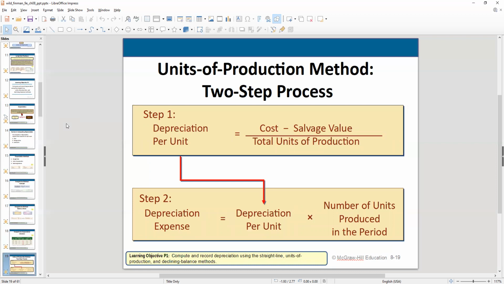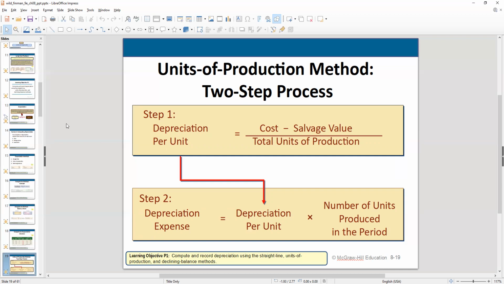Units of production is a bit more of a process. First thing you have to do, like I said, is know what the total units of production are going to be. So you're going to take the original cost. The machine might be rated for, say, 200,000 units. So you're going to take your cost minus the salvage value. Those first 2 are important. Then you're going to divide it by the total number of units.